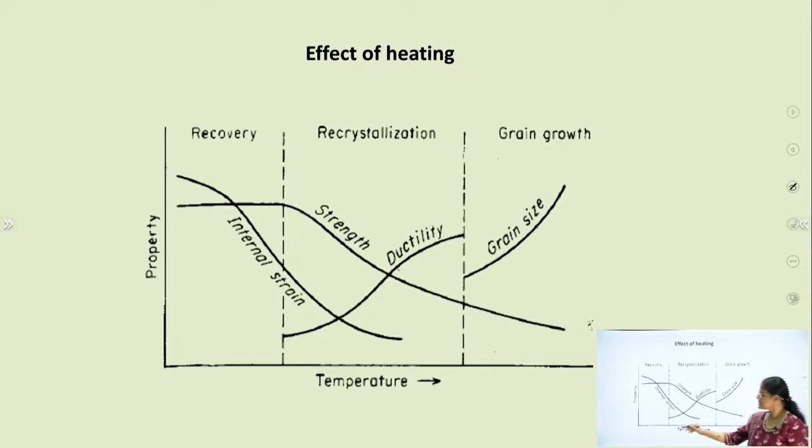With increasing temperature, what happens to the properties? Internal strain decreases during the recovery and recrystallization stages. Strength decreases during all 3 processes. Ductility increases during the recrystallization, and after the recrystallization, if we further increase the temperature of the material, grain size increases and grain growth occurs, which further decreases the strength.